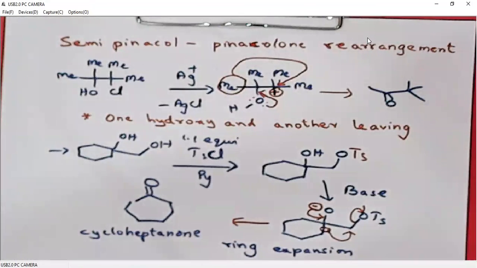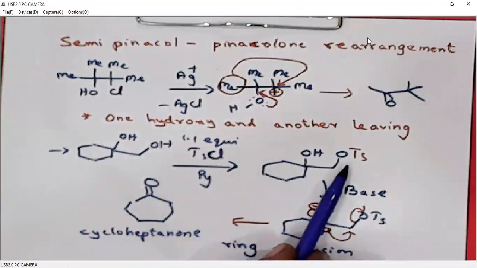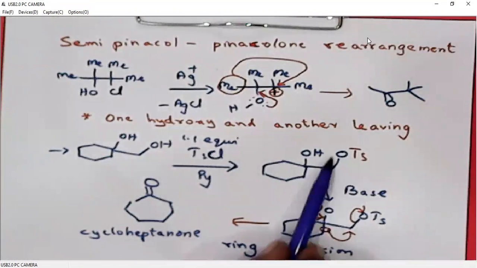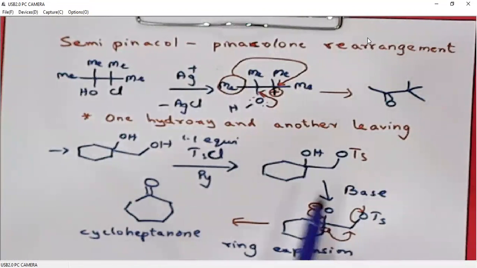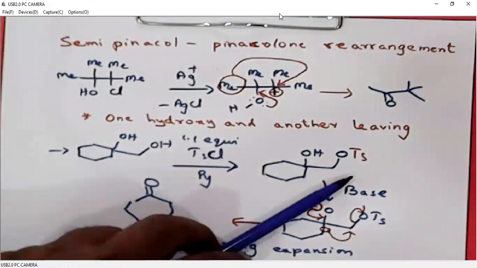So here we don't have selectivities. When we have a leaving group, somehow we will activate that leaving group. The other hydroxy will become carbonyl, and the leaving group will leave.